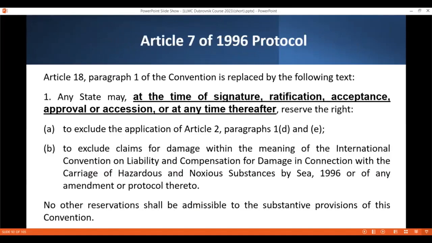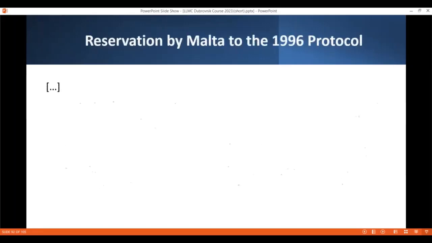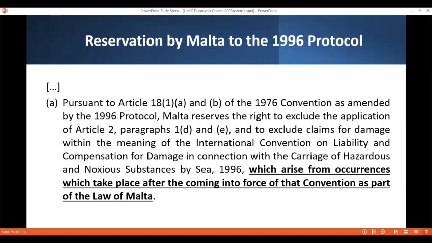But the 1996 protocol also allowed a reservation for HNS claims. But the HNS Convention is not in force yet. So, Malta, so many countries, again, have just copied that article, and the effect is that they have excluded HNS claims, even if the HNS Convention is not in force. So if there's an HNS incident, there's no limitation.